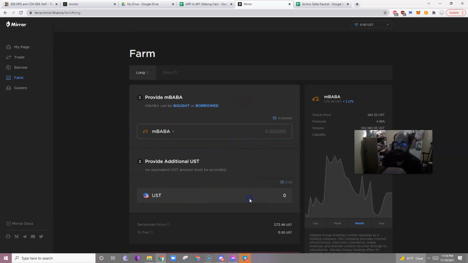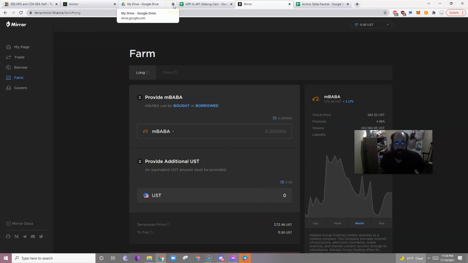Half Alibaba, half UST. Now, what this does is it gives you more exposure to the long position, which means if the price goes down, your long position farm can go down until it gets to the delta neutral position. It can't go past that. So your profits could theoretically inch towards zero, but it's unlikely.